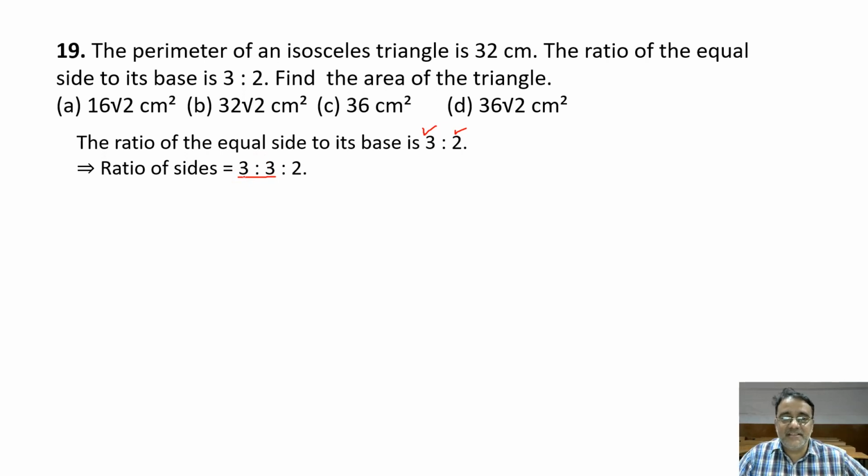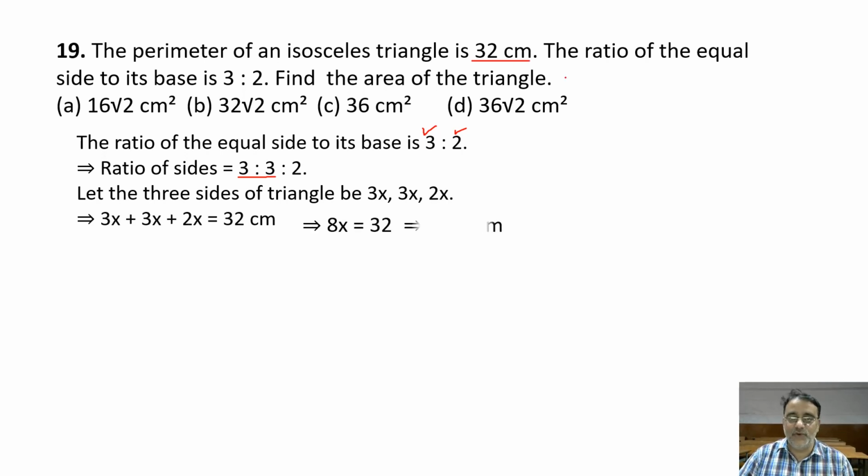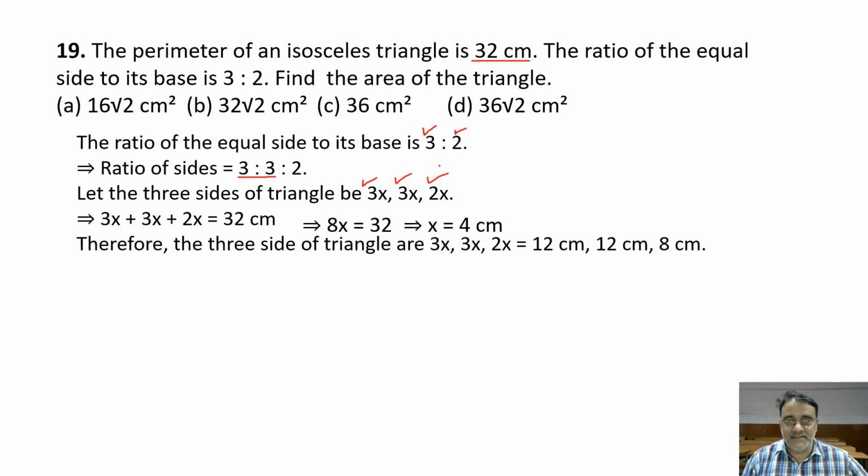Now let the three sides be 3x, 3x and 2x, and the perimeter is given 32 centimeter. So 3x plus 3x plus 2x is equals to 32 centimeter. That is 8x is equals to 32. What is the value of x? 4 centimeter. तो देखो sides क्या क्या आ गया, 12, 12, 8, right? So now we are going to find the semi-perimeter. Semi-perimeter इसको divide by 2 कर लो, 16, right?